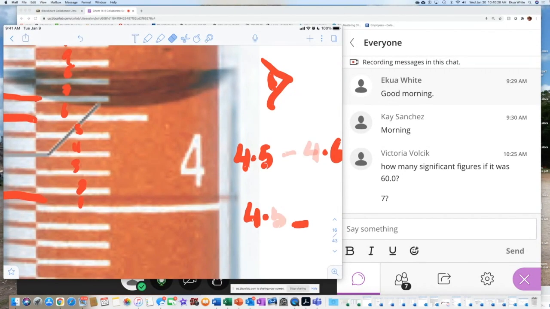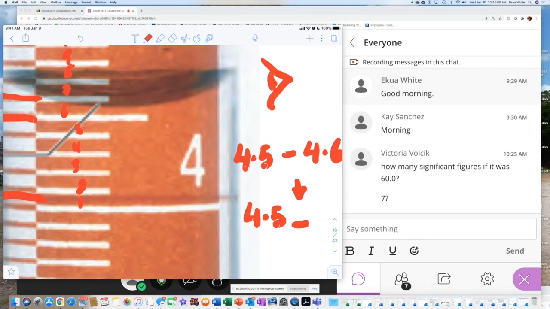So I'm trying to figure out what number I should write here. What do y'all think? Because it's not at 4.6. We're not at 4.6. We haven't gotten there yet. We are between 4.5 and 4.6, but I'm trying to figure out what number goes there. Am I halfway through, like at a 0.05 level, or am I a little bit over that?